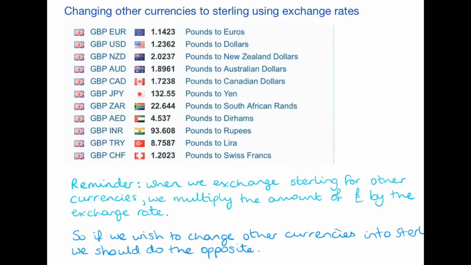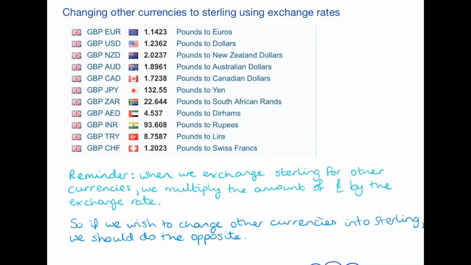So this is the same table as we had yesterday. And remember how you use that is when we exchange sterling for other currencies, we look at the exchange rate, and that tells you how much of the foreign currency you get for £1. Okay, so all you're going to have to do when you're changing sterling, pounds into other currencies, you just multiply by the number of pounds you've got. So this is what you get. For example, this is how many euros you get for £1. So if you wanted £10 worth of euros, you'd multiply that by 10.